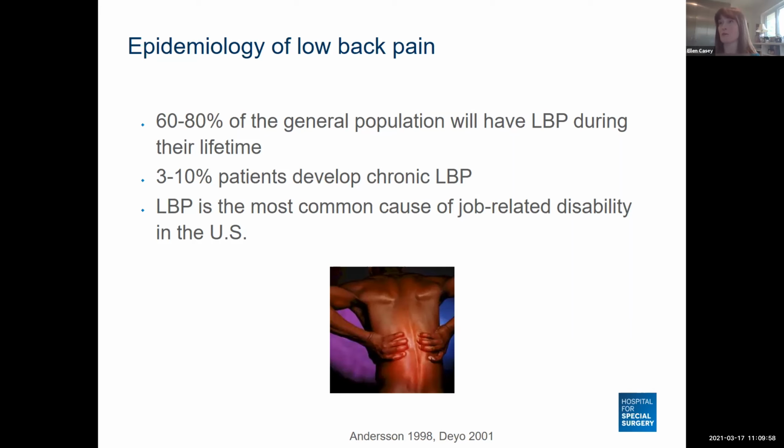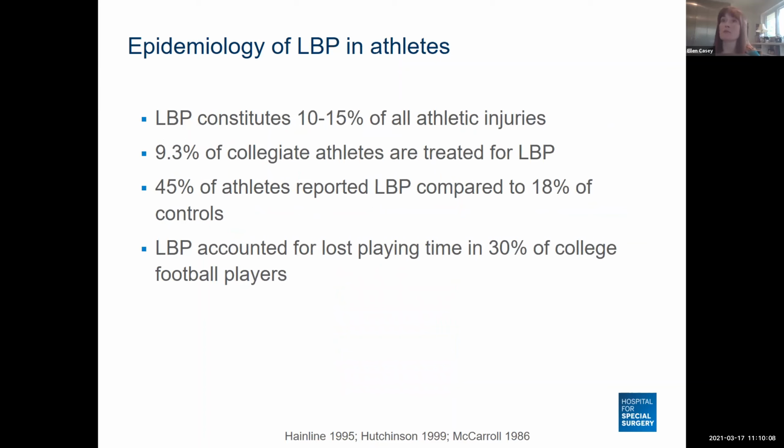So that certainly can be a big component of disability. And we know low back pain is the most common cause of job-related disability in the United States. If we think about athletes specifically, a couple different studies, and these are older studies, there's apparently not a lot of interest in doing epidemiology studies in low back pain in athletes recently. So, that's a great idea for future work to redo some of these.